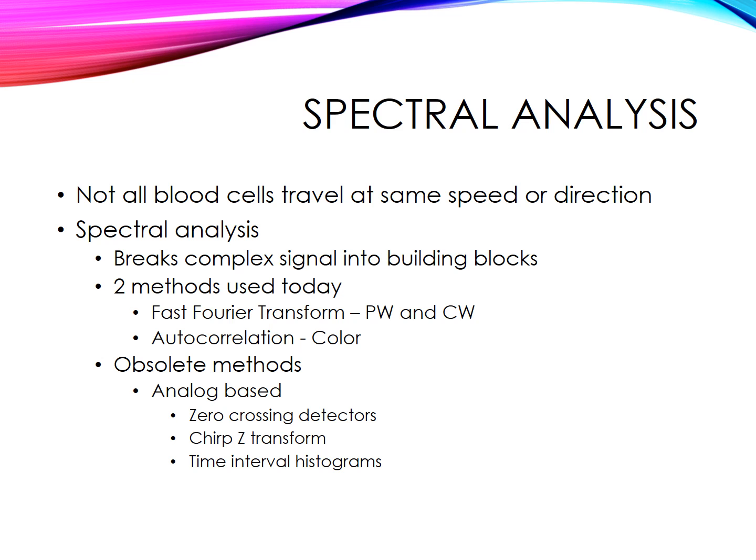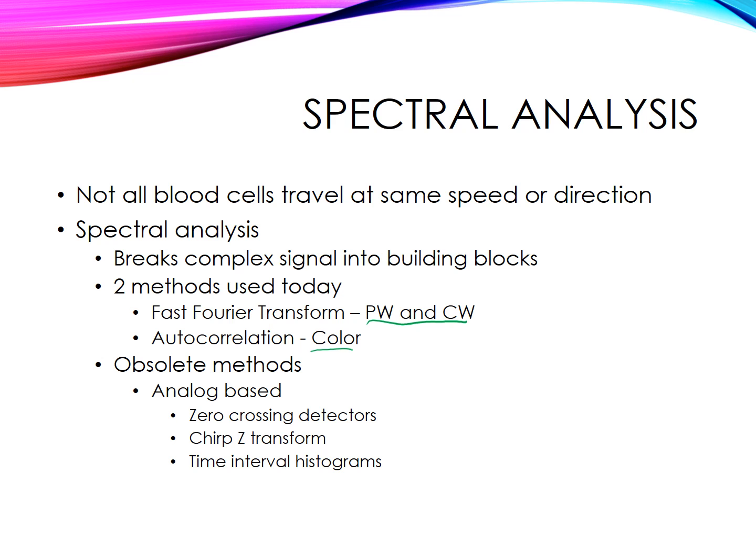What spectral analysis is going to do is break down all of those complex signals that are coming back from all of those blood cells moving in different directions and speeds. It's going to break it down into building blocks and really simplify the signal. There are 2 methods that we currently use in our machines. The fast Fourier transform is used for pulse wave and continuous wave spectral analysis, and then autocorrelation is used in color Doppler, which we'll talk about in the next video.